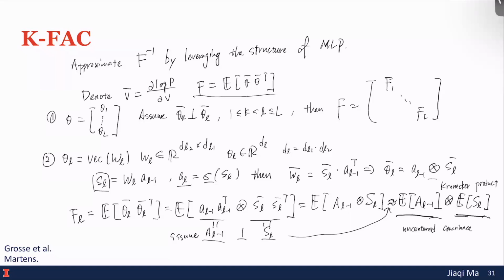So the idea is that instead of using the full data, we can estimate these independently by sampling and make independent estimates, getting estimates A L minus 1 hat and SL hat. So that's the idea. And finally, we will just use these estimated AL minus 1 and SL to approximate this FL and also this F.